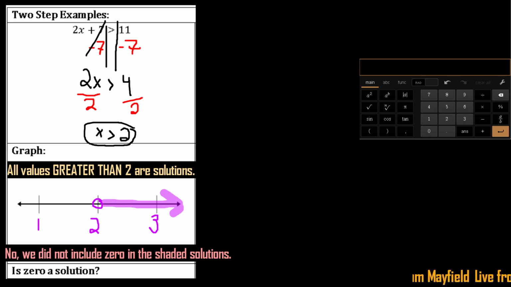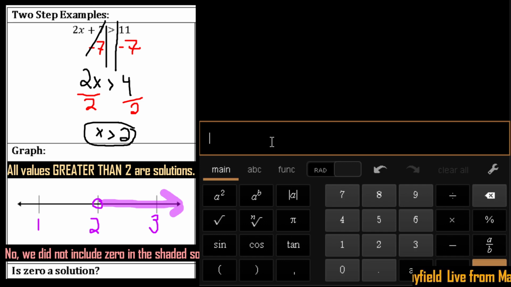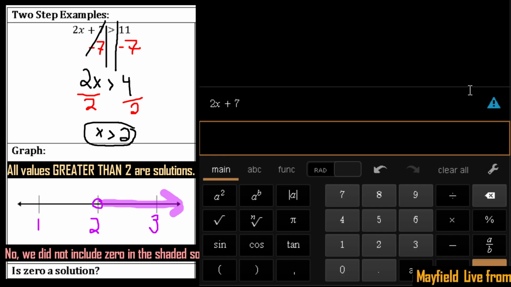So using that wonderful Desmos calculator, I can bust that open, make it nice and big for us. I type it in exactly how it looks. So I'm going to type in this left side, which was 2x plus 7. Anytime we go to plug in a value, whatever comes out has to be greater than this 11.